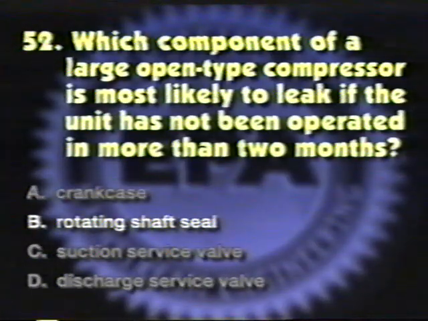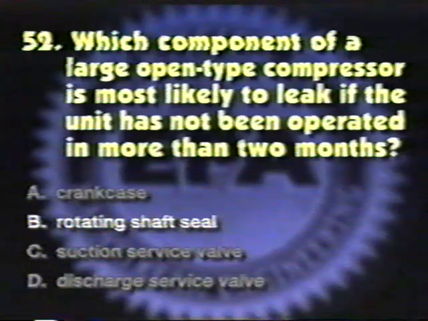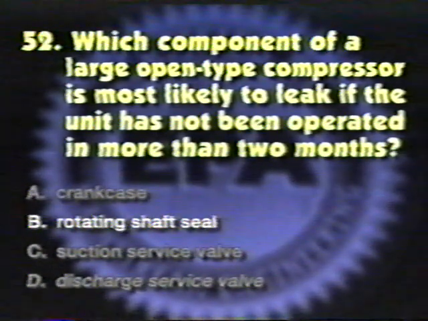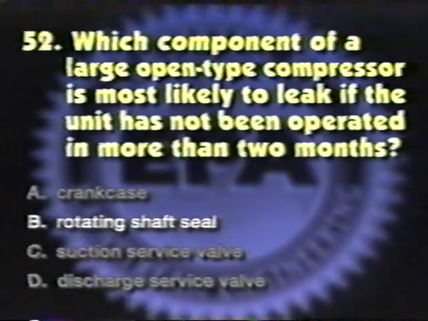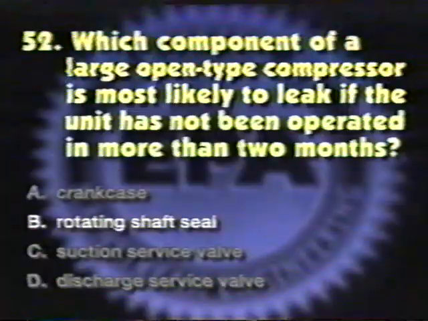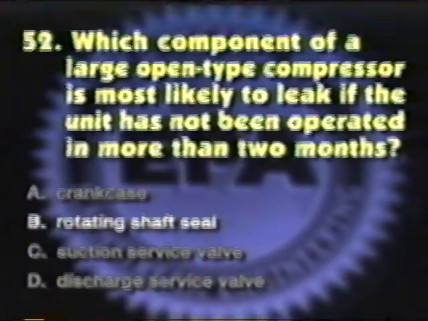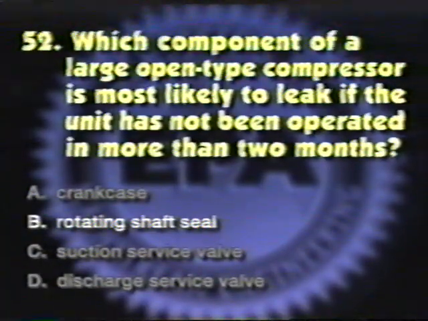The correct answer is B. The rotating shaft seal on an open-type compressor is likely to leak if the unit is not used for several months. Operating the unit for a short period of time monthly will significantly reduce the leakage.